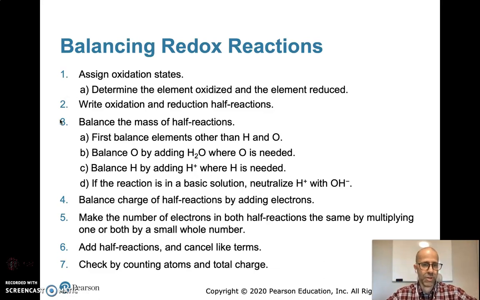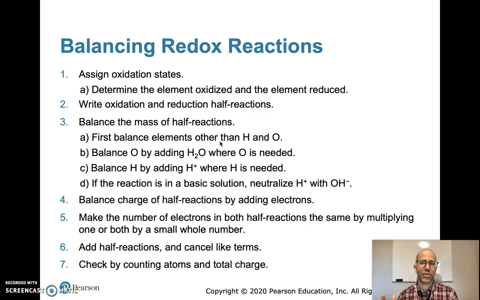You can balance them at the same time, or you could do one at a time, but you've got to balance them separately. And you're going to balance them first according to mass. So you would first balance the elements other than hydrogen and oxygen. Balance those first. You can balance your metals first. Generally speaking, balance the metals and then balance your nonmetals.